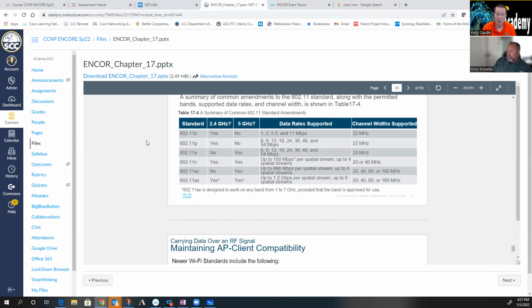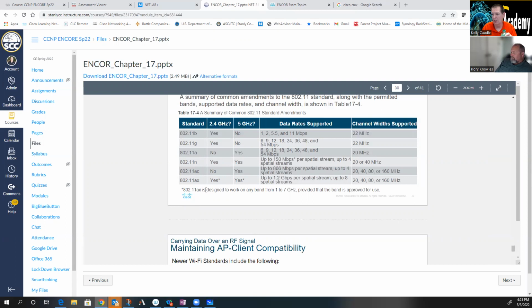One of the things I was having trouble is remembering which one supported only 2.4 gigahertz for some stupid reason. And I figured out the BGs. The BGs support only 2.4 gigahertz. So B and G support 2.4. A and AC only support 5, and then N and AX support both 5 and 2.4.